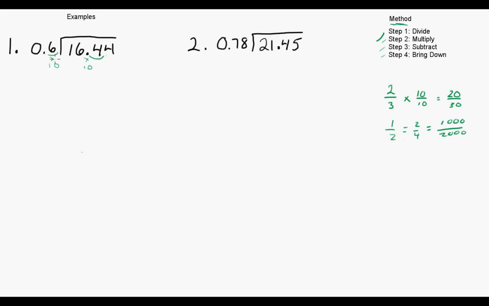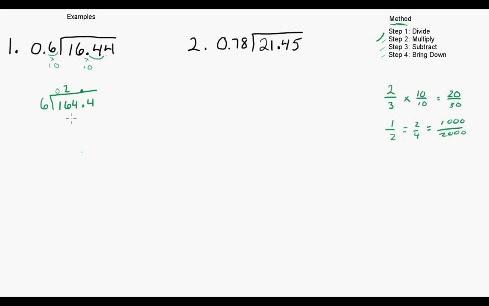And I don't really like to work with this as it's getting muddied up, so we're just going to rewrite our new question. 6 into 164.4. So our first step is going to be to write that decimal up there. Now, 6 won't go into 1, obviously, so we're just going to put a 0 there to hold its place. 6 divides into 16 twice.